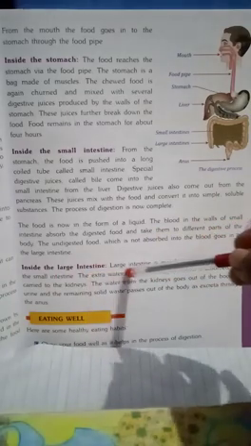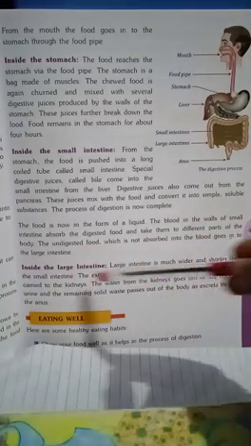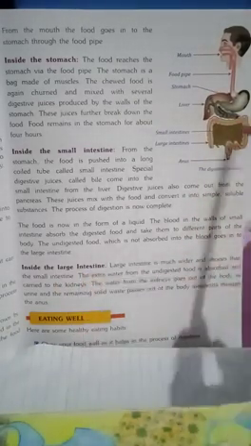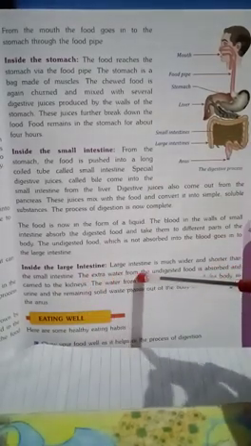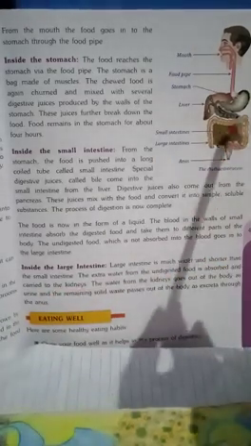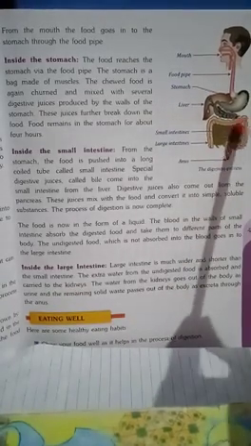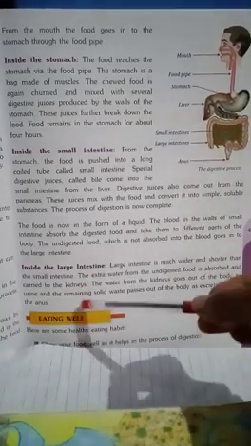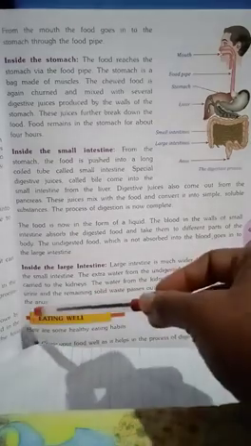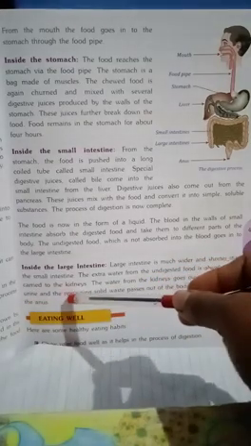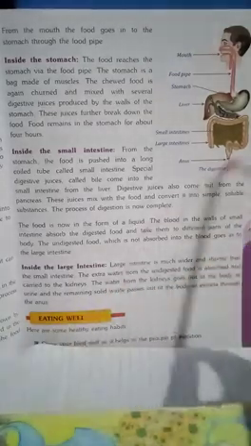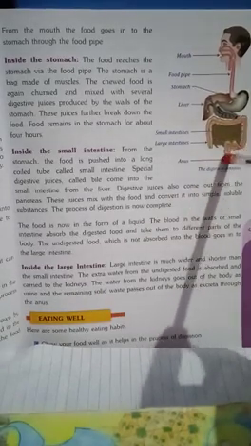The large intestine is much wider and shorter than the small intestine. The extra water from the undigested food is absorbed and carried to the kidney. The water from the kidney goes out of the body as urine, and the remaining solid waste passes out as excreta through the anus. So everything comes out through the anus.